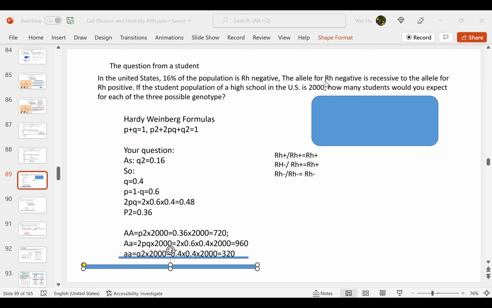So you have 2,000, the whole population is 2,000. So let's work on it. 2pq equals 0.48, 48%. p squared equals 36%. The q squared, I already told you, is 16%. So you multiply this percentage by the whole population. So you get big A big A 720, big A small a 960, and small a small a 320. Okay, so simple calculation.